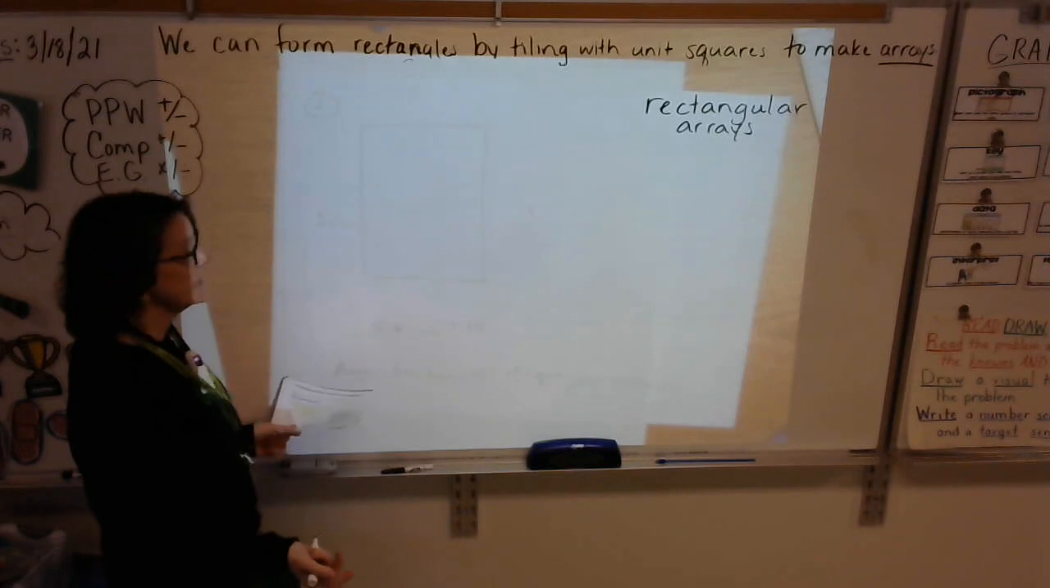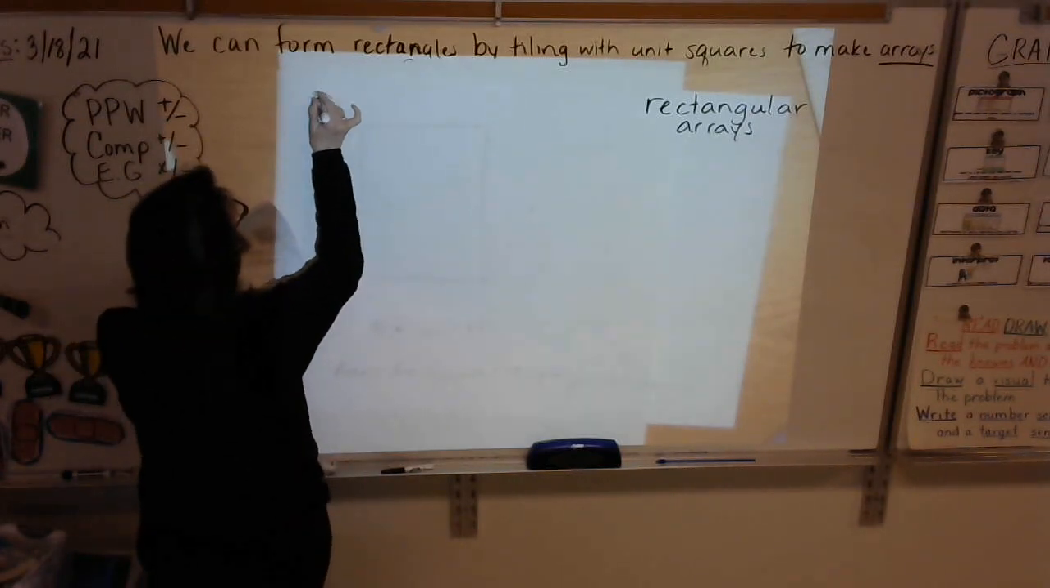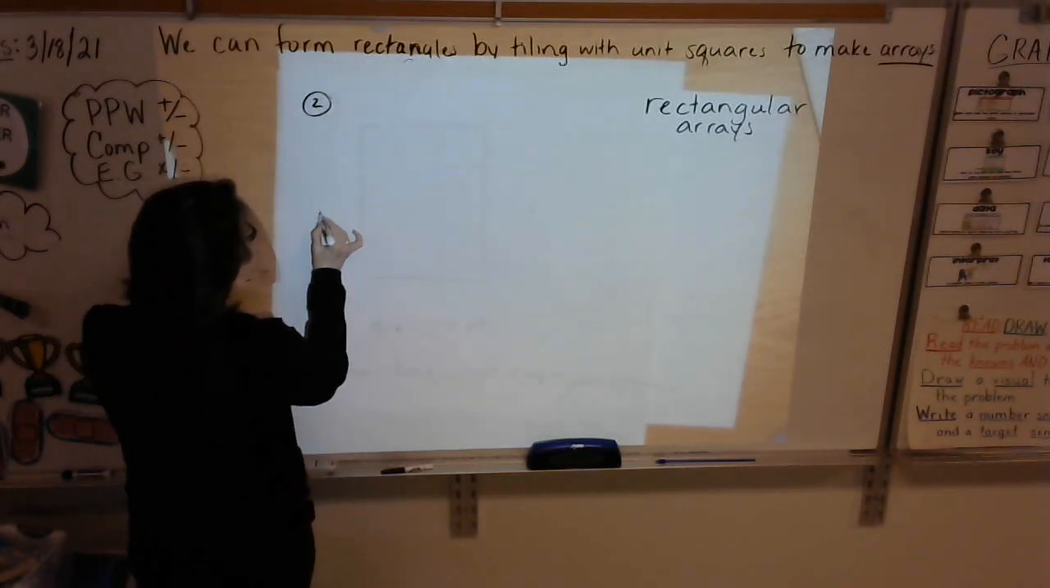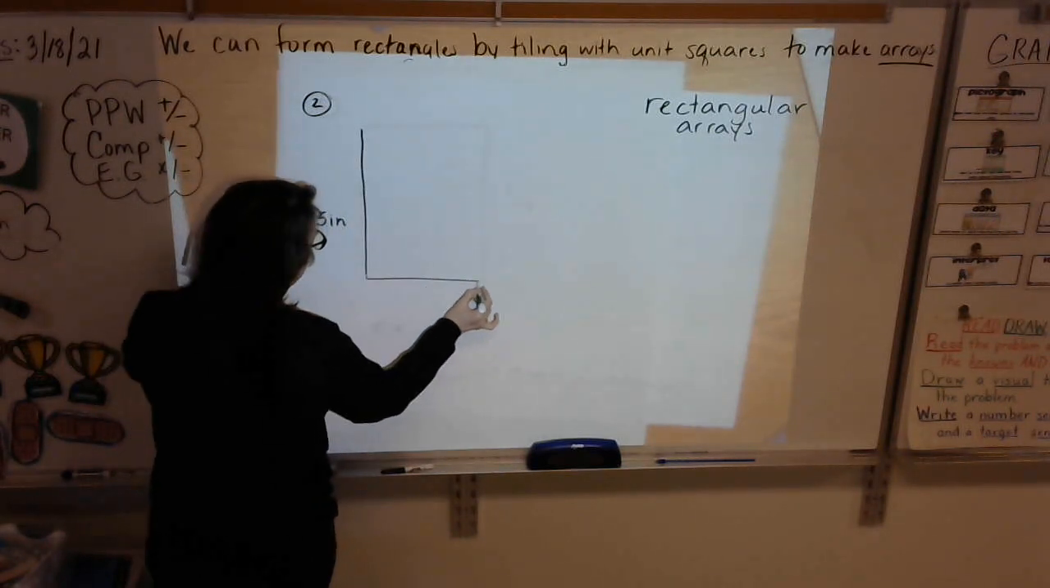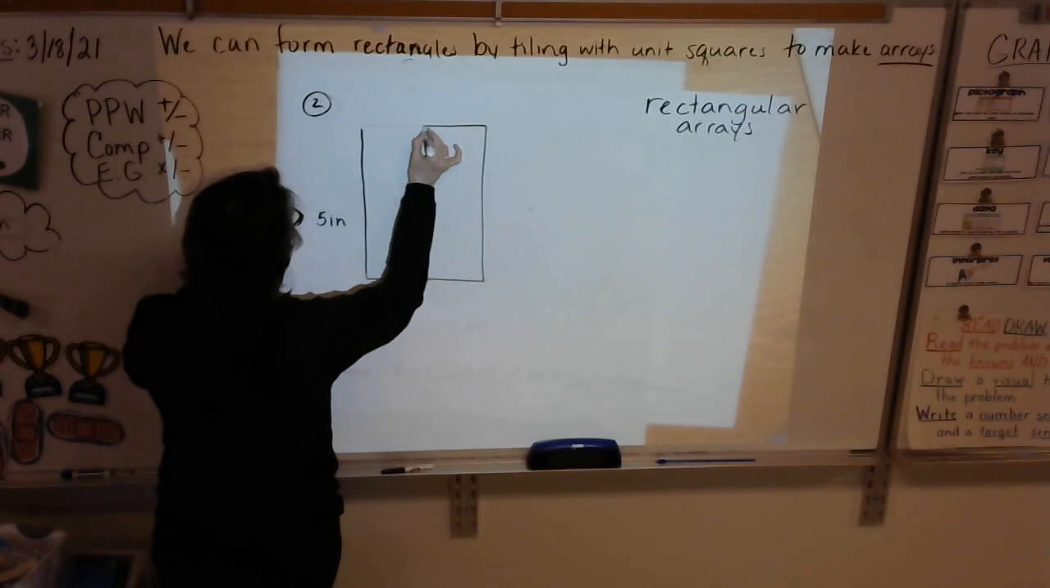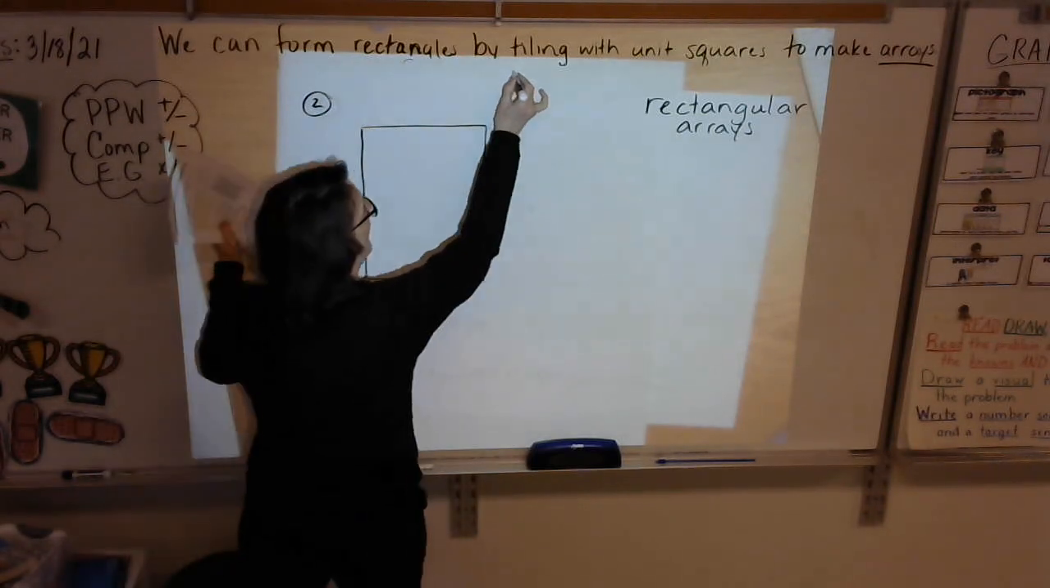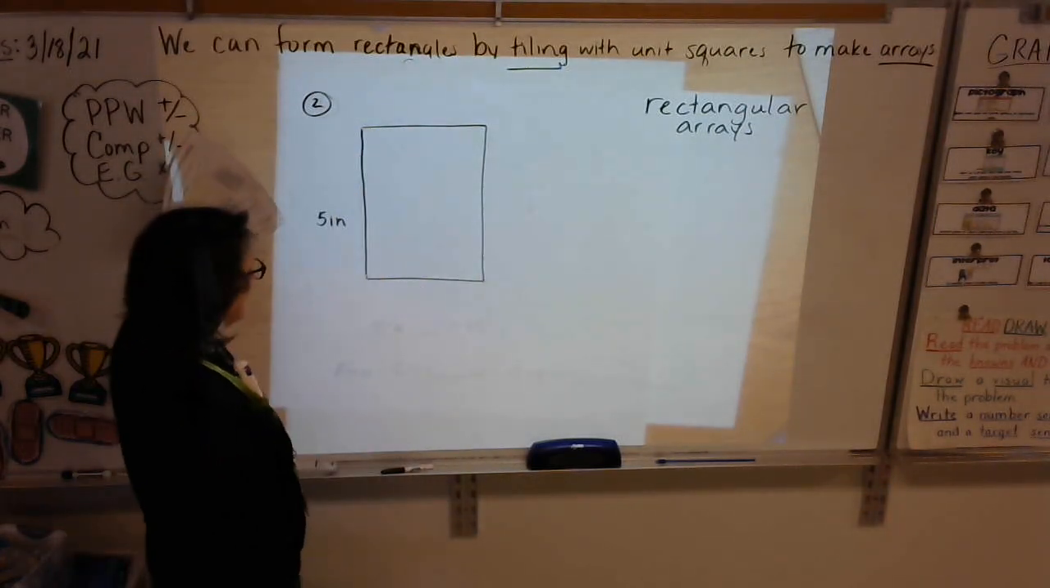Okay, this is your second example. I'm going to go over this with marker. This is exactly what your template looks like on Seesaw. And you can see that we have a rectangle here drawn. It's not made into an array yet. That's our job. We will be tiling that rectangle and making it into an array.